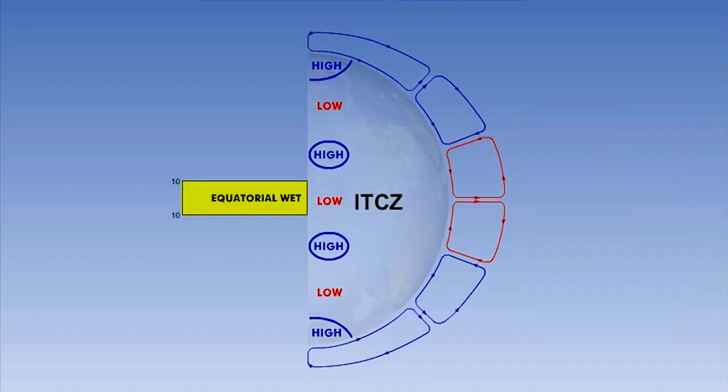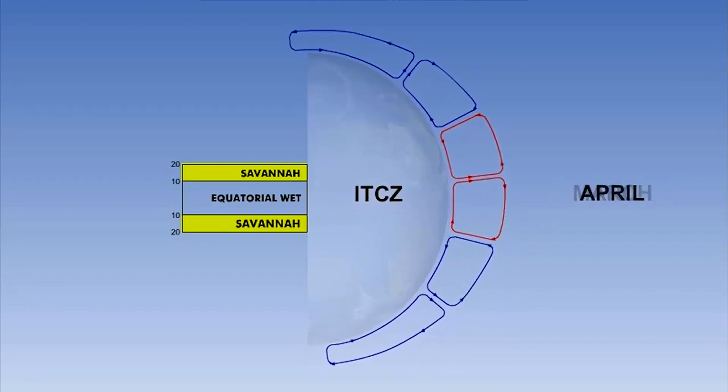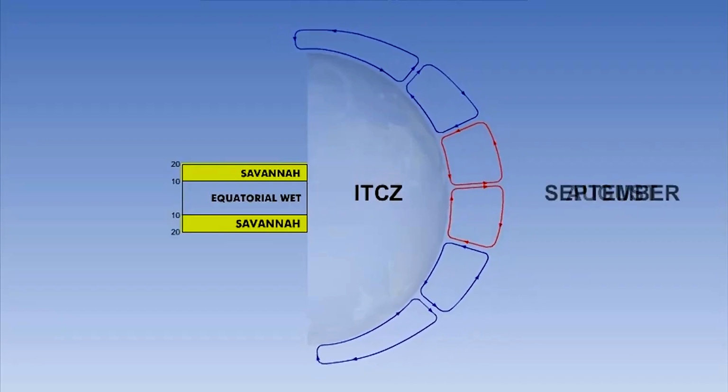The next zone is found between 10 degrees and 20 degrees latitude. This is called the savanna. Typically, this zone experiences the passage of the ITCZ only once throughout the year, and as a result, only has one short rainy season in the summer. Look at the savanna in the northern hemisphere and notice when the ITCZ penetrates this zone.